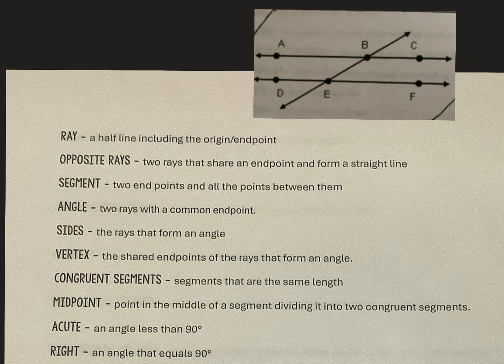All right, so let's name a ray in the picture that we have. So a ray starts with an endpoint, right? And you need 2 letters. E, F, E, B, I mean, any of those would work, right? So again, that is the ray that starts at D and extends out to F.